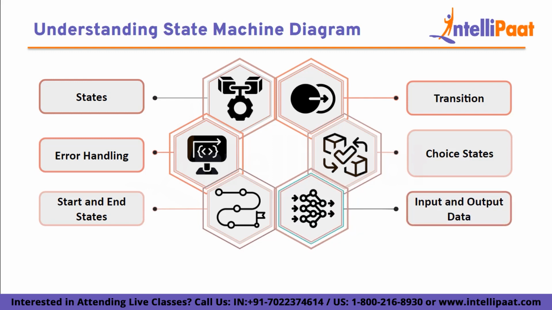Lastly, we have the input and output data. The diagram may also indicate how data flows in and out of the states, allowing for data manipulation and passing information between the states. The state machine diagram in AWS Step Functions serves as a visual blueprint for designing, understanding, and managing the flow of tasks and services in a serverless application. It simplifies the process of building complex workflows by providing a clear visualization of the entire process.